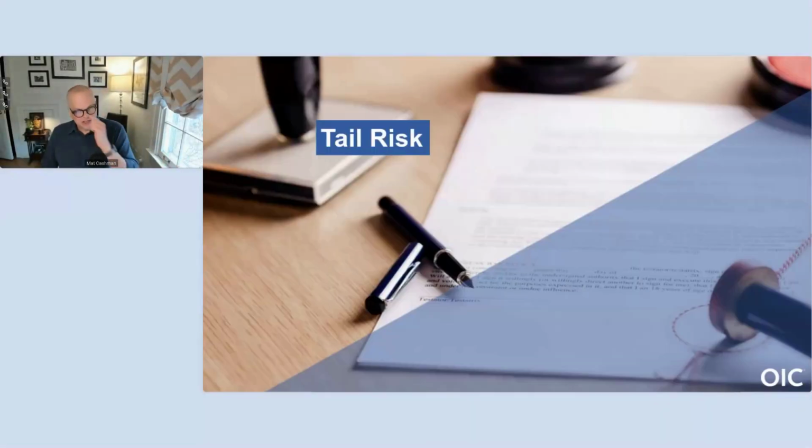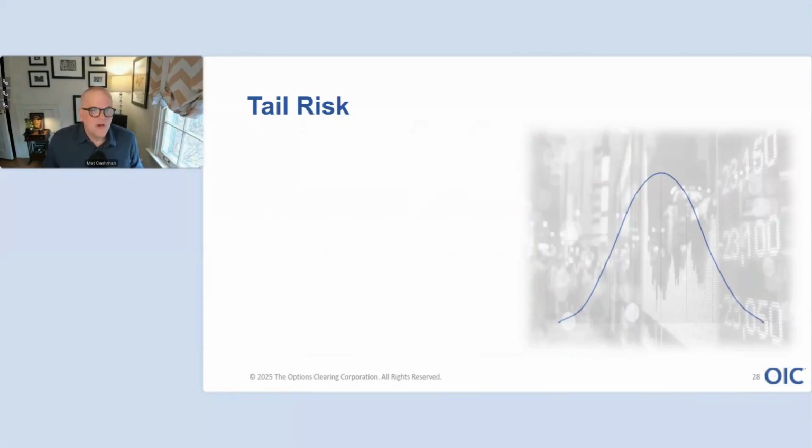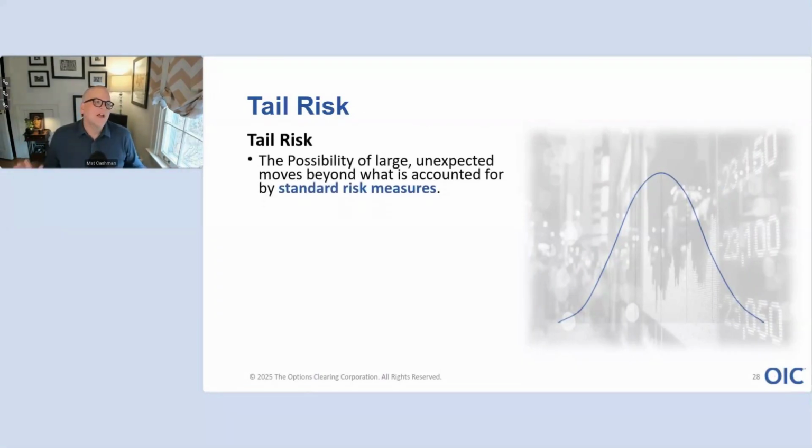Let's talk about tail risk. Because like I said before, what we're seeing right now are, in no uncertain terms, tail risk scenarios. Generally speaking, tail risk is defined as the possibility of large, unexpected moves beyond what is accounted for by standard risk measures. Does that sound like anything that's happened recently?